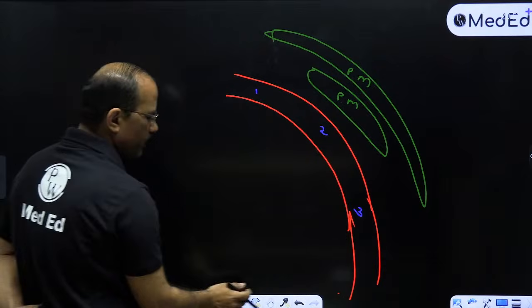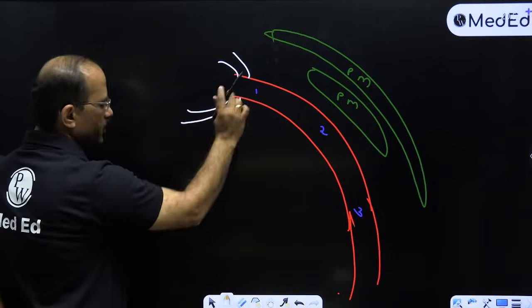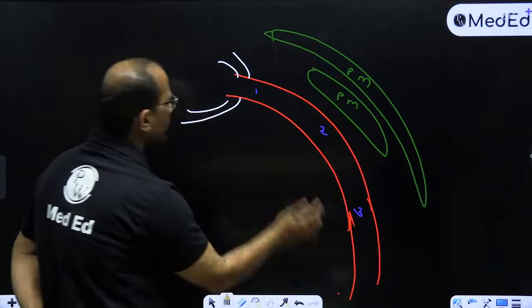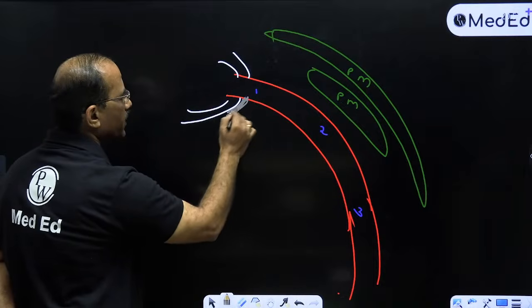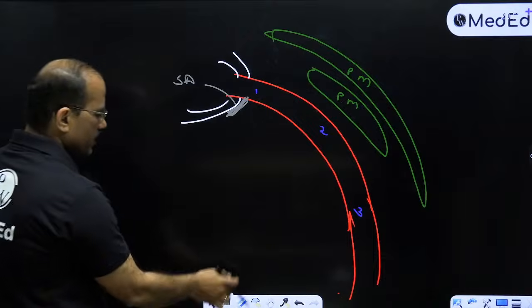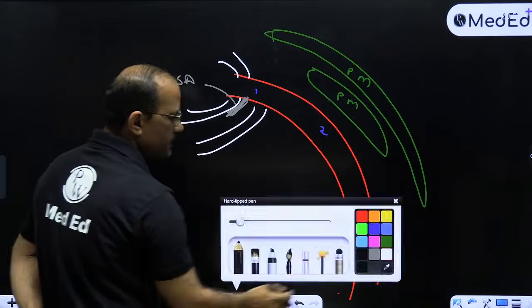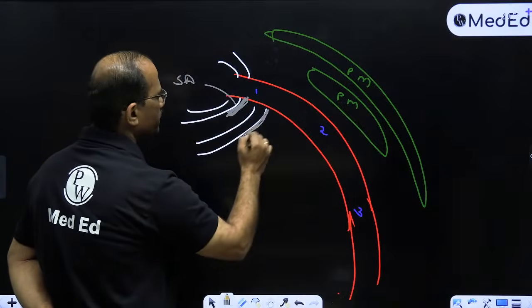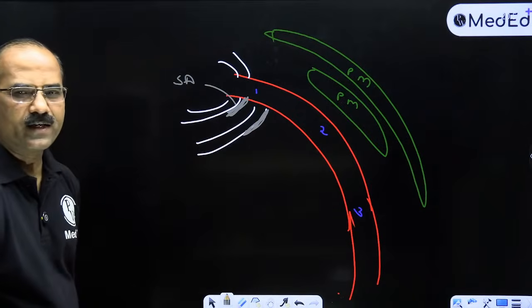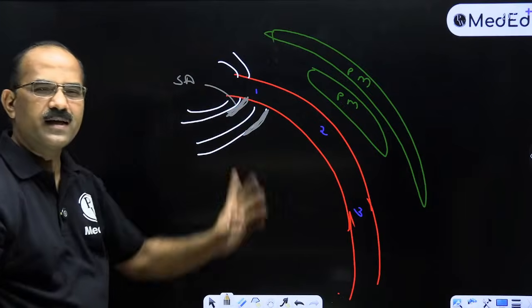Posterior relation देखिए. This is the rib. ये rib है. So posterior relation of the first part is this muscle. ये कौन है? Serratus anterior. ये second rib आ गया. This is the serratus anterior. So first part का posterior relation is going to be the rib and the serratus anterior.